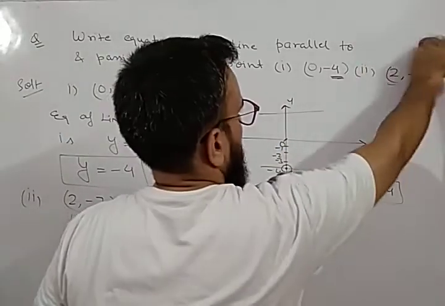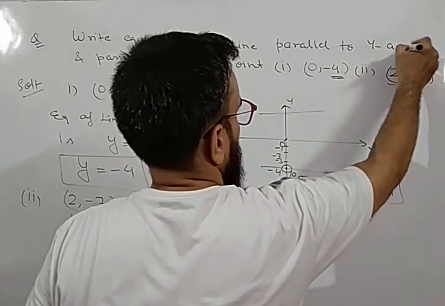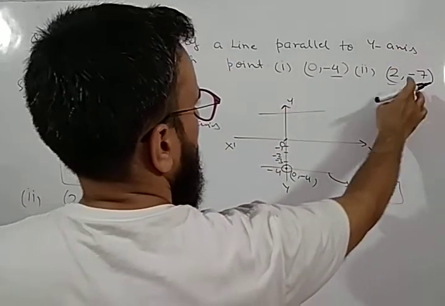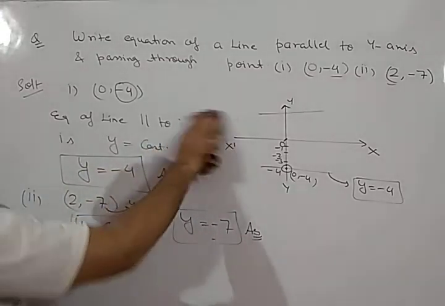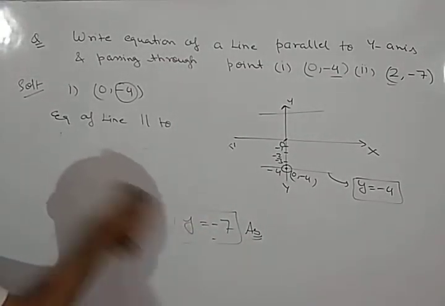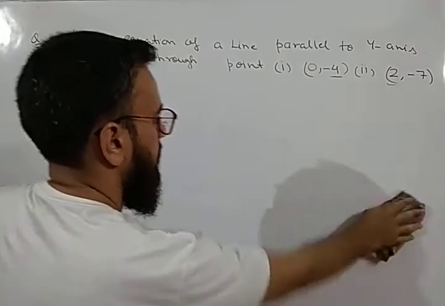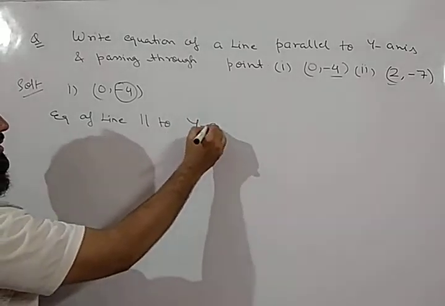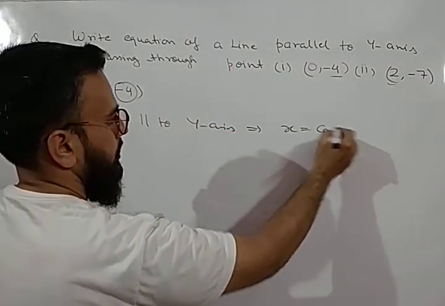So note it down. Very important questions. Similarly, if it is given: write the equation of a line parallel to the y-axis, same question, passing through the points (0, -4) and (2, -7). The question is the same, the points are the same, but the line is now parallel to the y-axis, not parallel to the x-axis. So we know the equation of a line parallel to the y-axis is given by x equal to constant.